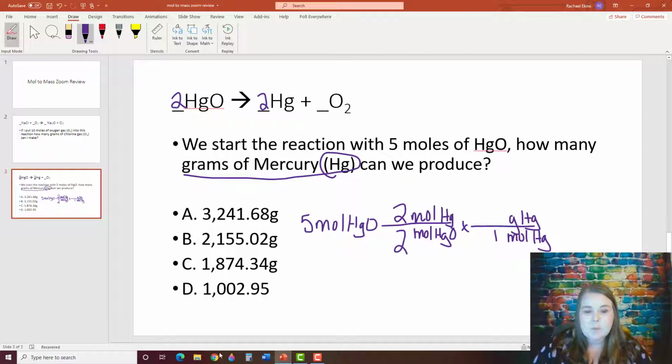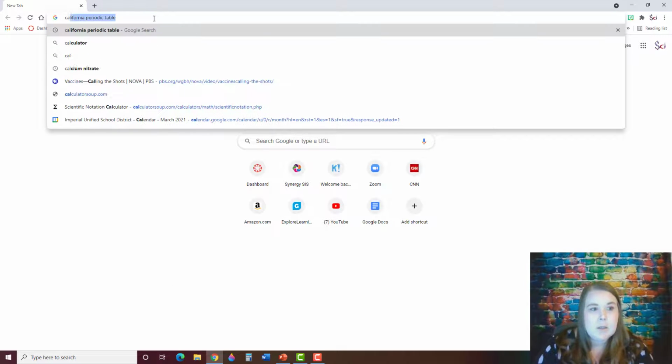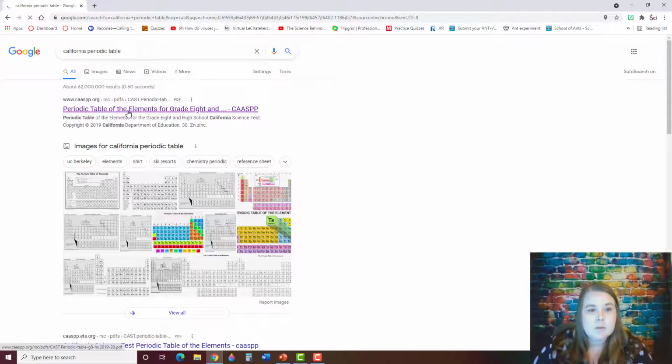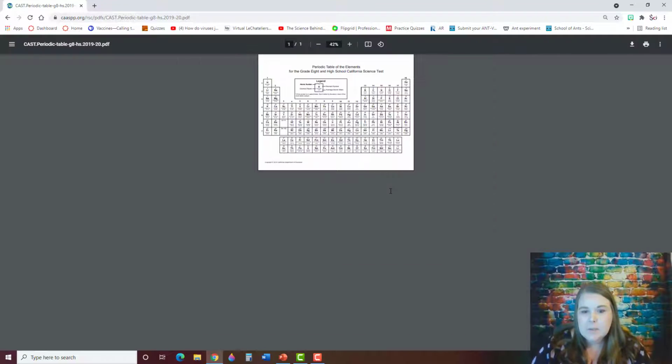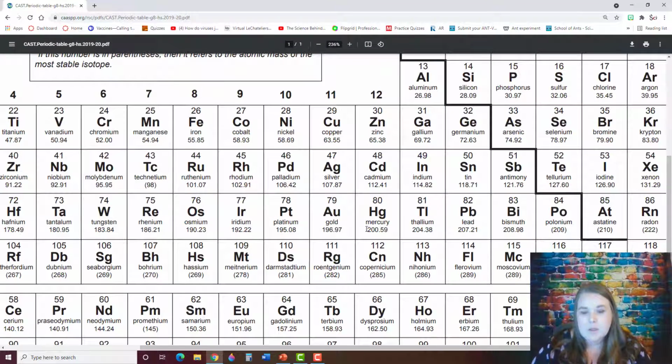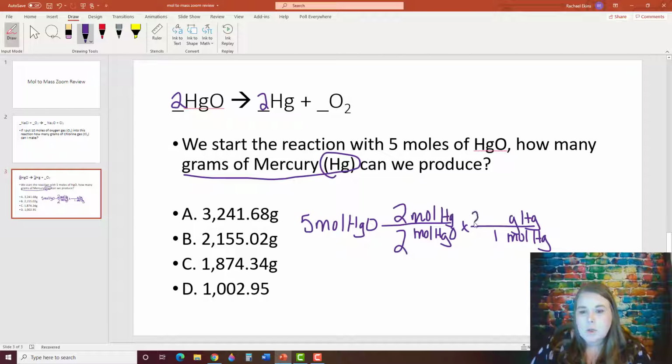Grams always comes from the periodic table, and so let me pull that up again since my computer crashed. And again, this is the periodic table you should use, so that way we all end up with the same answer. Mercury, Hg, is 200.59. So let's go back here. 200.59. All right, then you solve. 200.59. That's really ugly, but that's what it is.